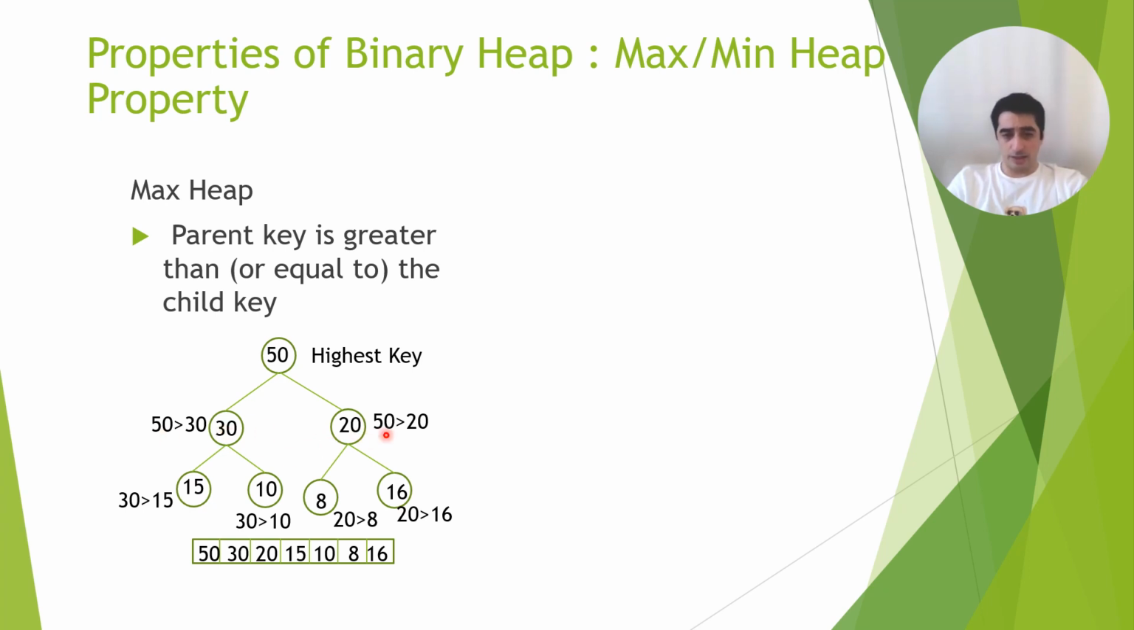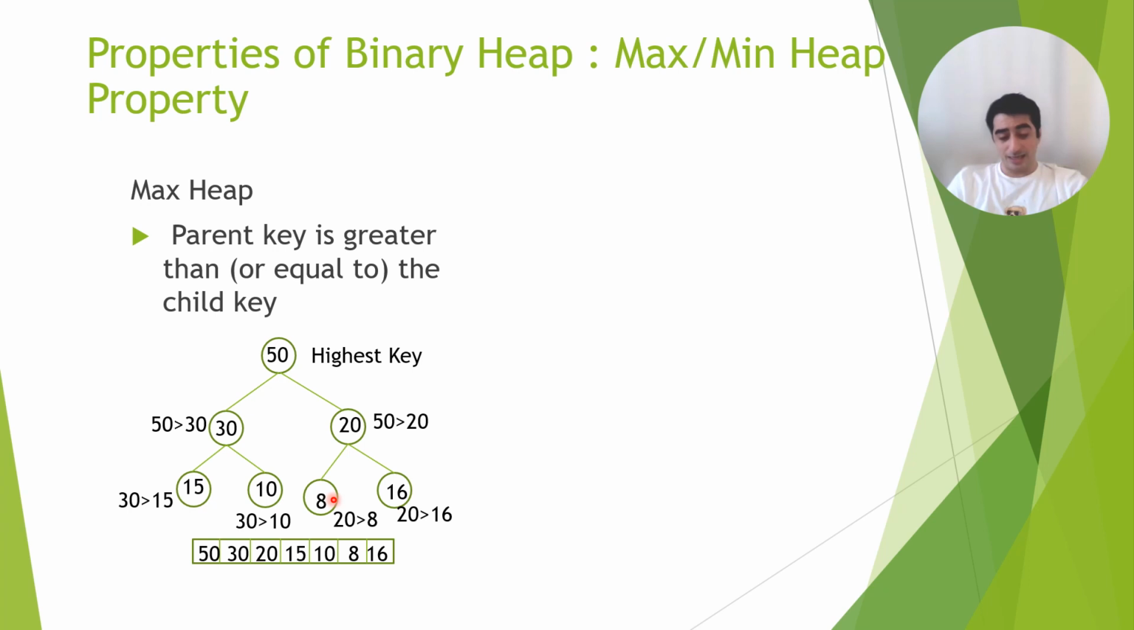50 is greater than 30 and 20. Then 30 has a greater key compared to 15 and 10, which are the children of 30. And then 20 has a greater key compared to the children, which are 8 and 16.